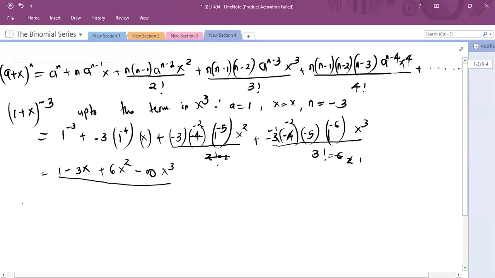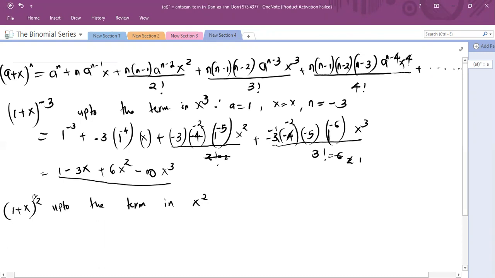Now, let's take up another example. Let's say you're told (1 + x) raised to the power a half, up to the term in x squared. As I've said before, when it is raised to the power of a negative number or a fraction, the expression is infinite. It does not have an end. The question has said we expand all the way to x squared, so we're going to have 3 terms.